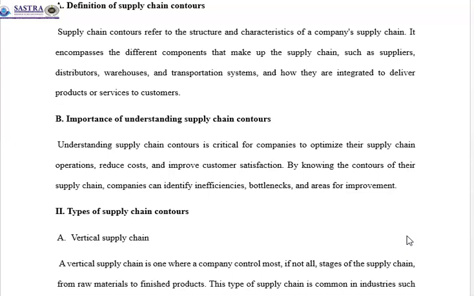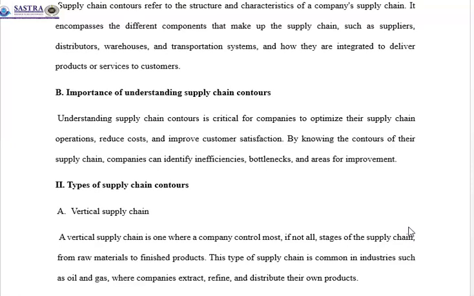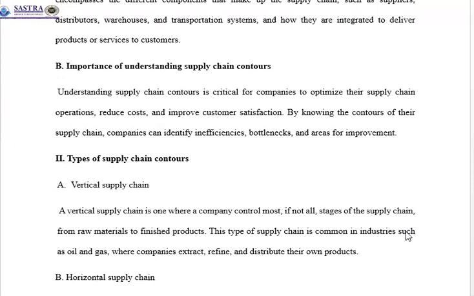As we discussed in the earlier videos, supply chains can be horizontal or vertical. Just like that, we will have vertical supply chain contours. The vertical supply chain is one where a company controls most, if not all, stages of the supply chain, from raw material supply to the finished goods. This type of supply chain is common in industries such as oil and gas, where companies extract, refine, and distribute their own products.